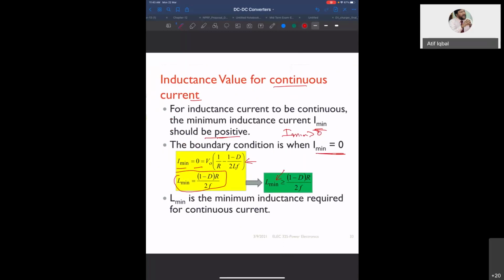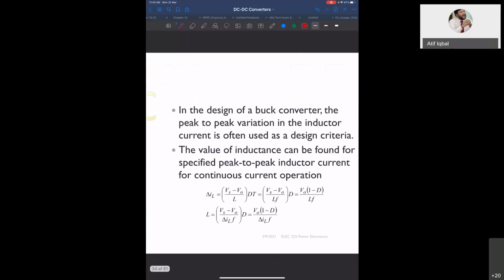Okay. Now what you see here, it depends upon D, depends upon R, depends upon the switching frequency. F is the switching frequency. So higher the switching frequency, lower will be the value of inductance. In the design of the buck converter, the peak-to-peak variation in the inductor current is often used as the design criteria. The value of the inductance can be found for a specific peak-to-peak inductor current.